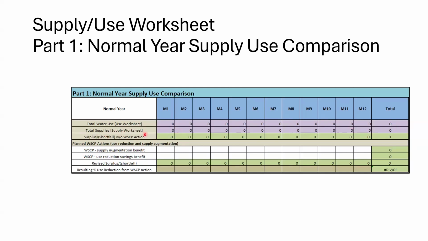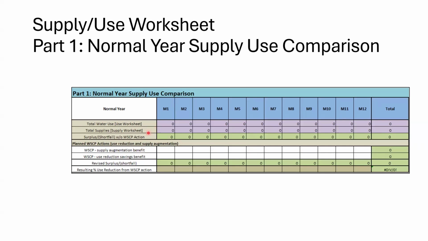And then your total supply is coming from your supply worksheet, that summary table up at the top. And so it has these two values here already perfectly aligned for comparison. And then your cell at the bottom, or this row right here, the surplus shortfall without water shortage contingency plan action, is going to automatically calculate.